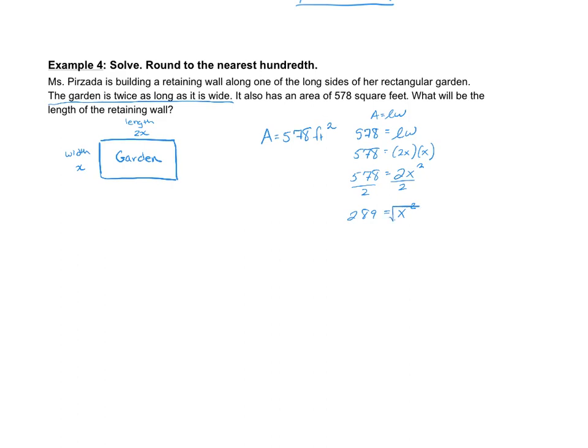To officially isolate x, I have to get rid of that squared, so I square root, and x is equal to plus or minus 17. But in a real life problem, we wouldn't have a negative measurement for a length of a garden, so I know that x really is 17 feet. And the question said, what would be the length? Well, then the length, since it's 2 times x, then that's going to be 2 times 17 feet, so the length is 34 feet.